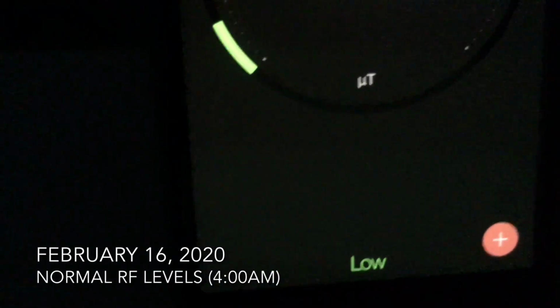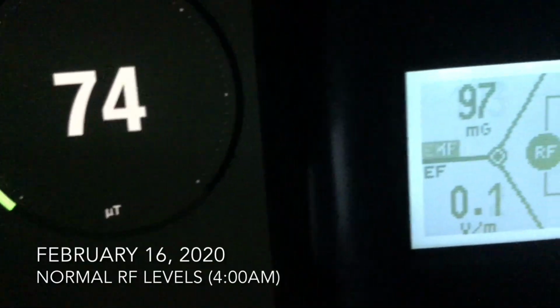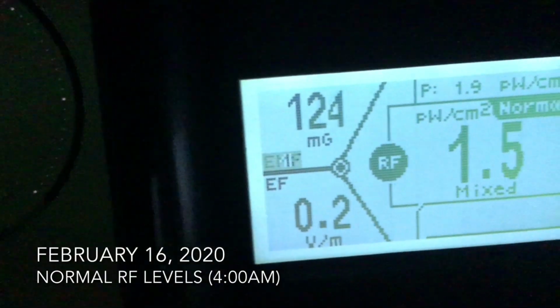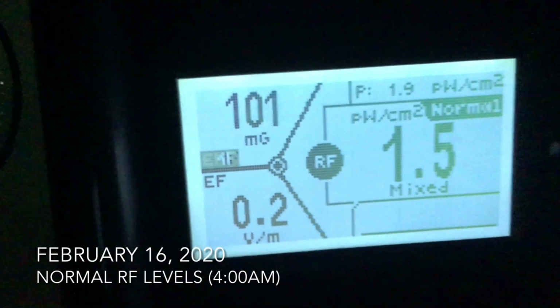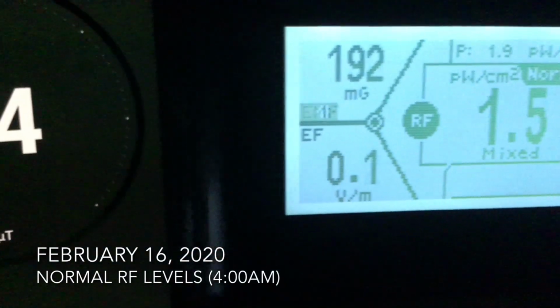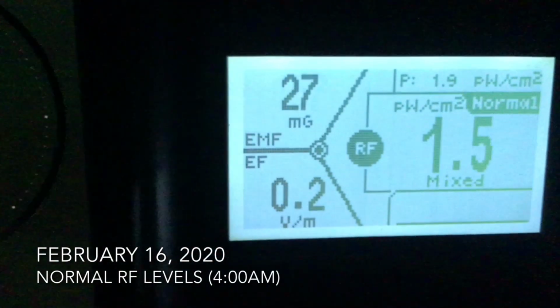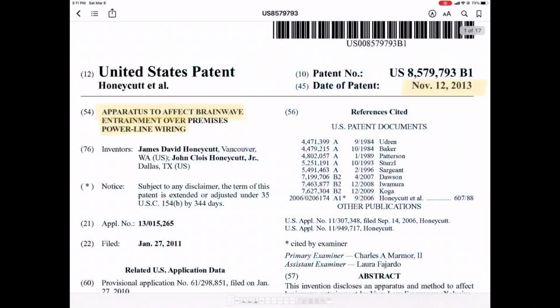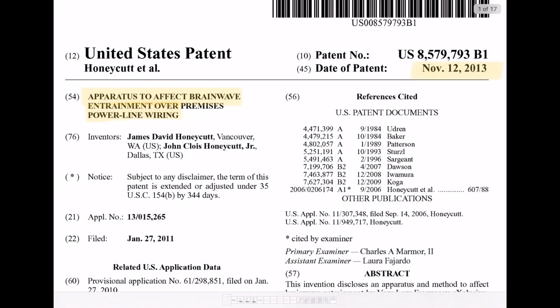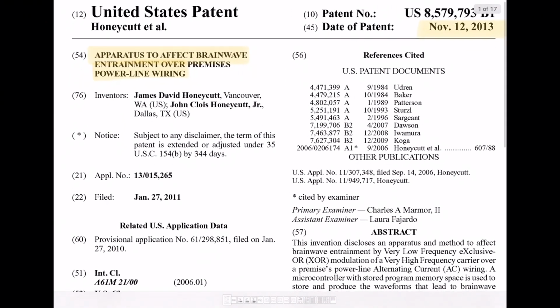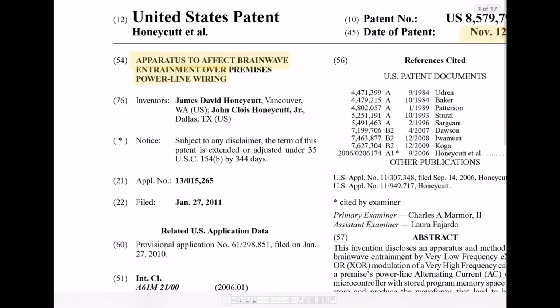I think it's important to bring awareness to the public and to those who maybe are hearing about these particular symptoms. In my next presentation, I want to go over this patent here. This is an apparatus to affect brainwave entrainment over premise power line wiring.